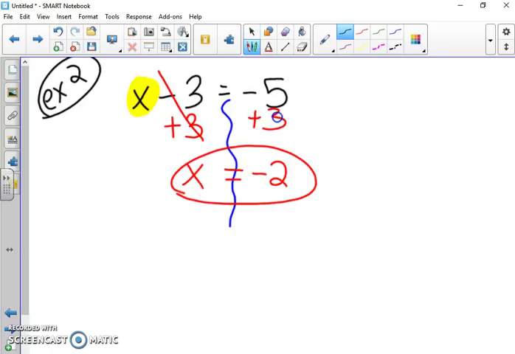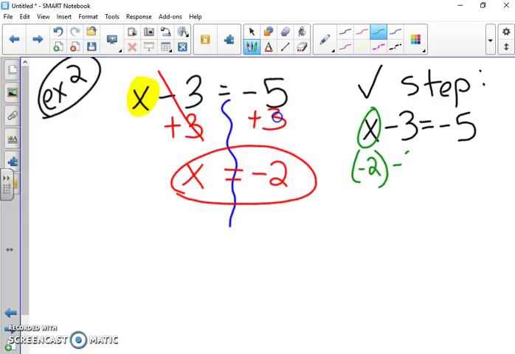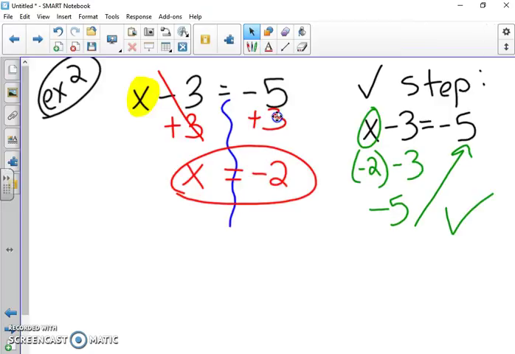All right, to check ourselves, we write the original equation, and we know this is an equation because it has an equal sign. And we're saying that x supposedly equals negative 2. So we're going to sub in the negative 2 right there. In my calculator, negative 2 minus 3 gives me negative 5. Sure enough, that's what I was supposed to get. Sounds great. Give me the points.